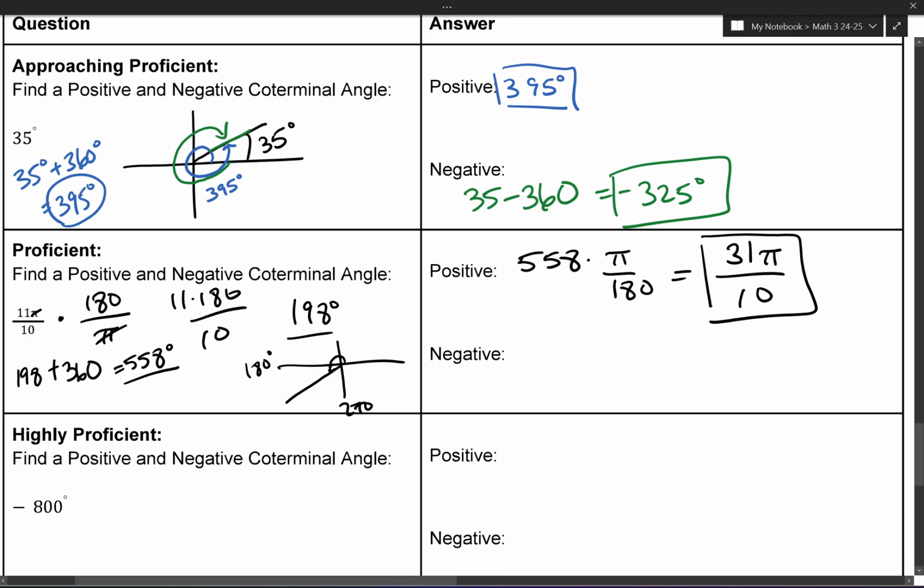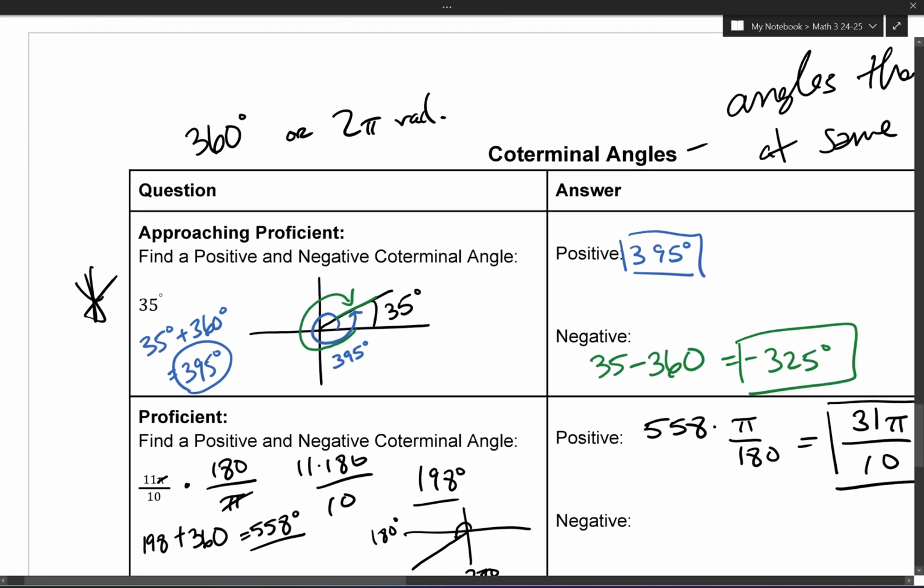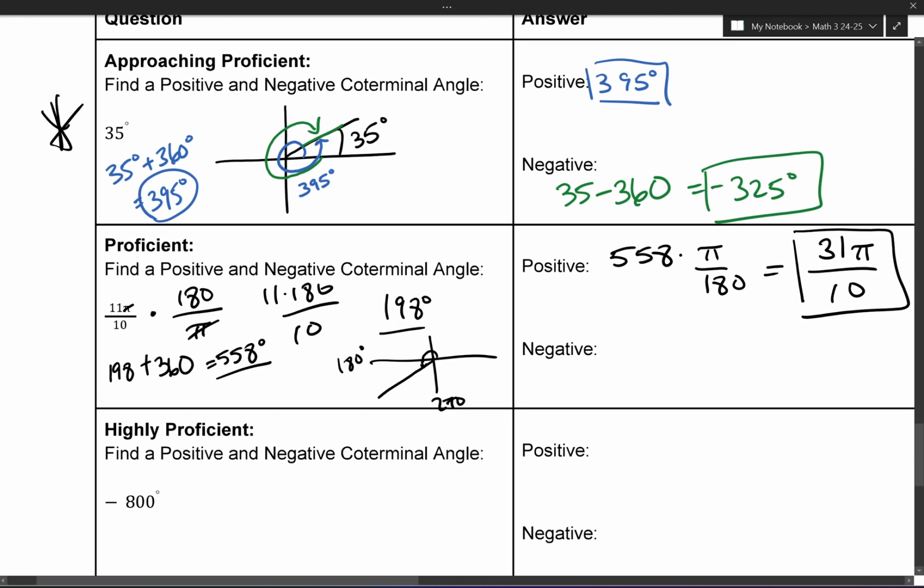So 31 pi over 10 radians and the angle 11 pi over 10 radians are coterminal. They land at the same spot on the unit circle, but they're different angles. Now I need a negative one. Like up here, like in the first problem, I subtracted. I will do the same thing.